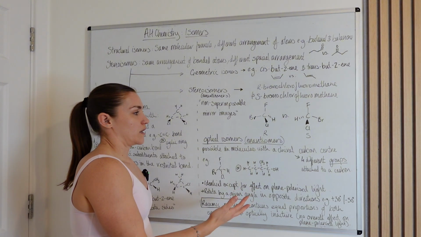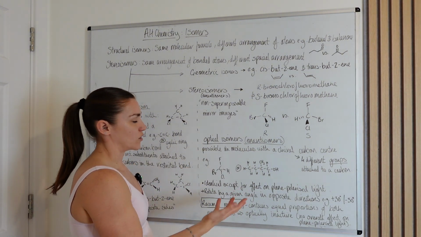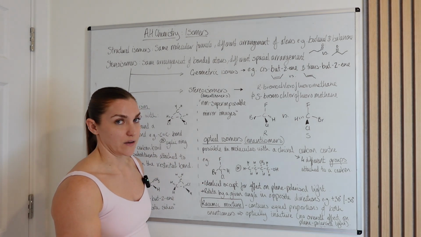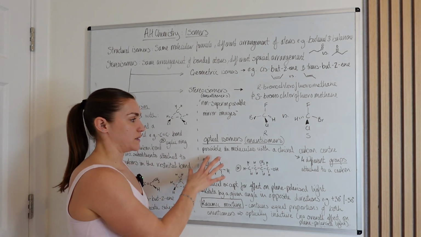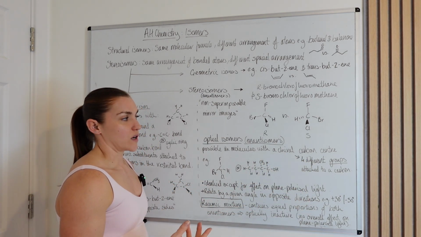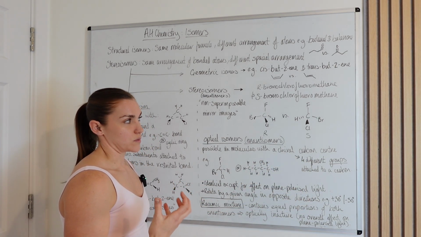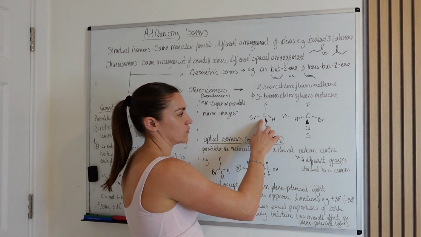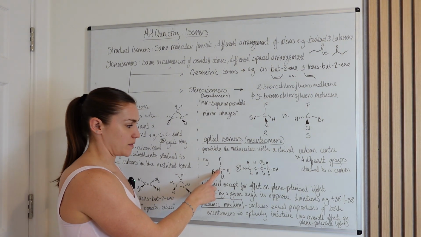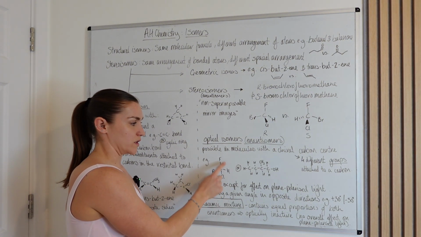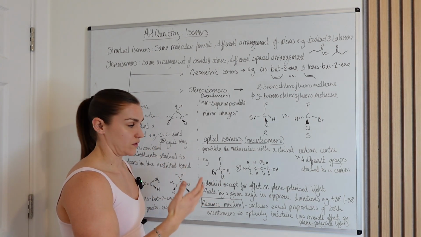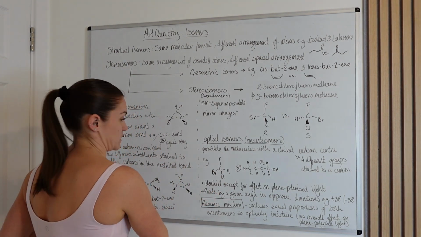So then if we go back to our enantiomers or your optical isomers, these again don't occur in every molecule. It only happens in molecules that have a chiral carbon centre. So a chiral carbon centre is where you have four different groups attached to a central atom. So for example here, let's show this one down here, this carbon here is attached to four different groups. It's got a fluorine, a bromine, a chlorine and a hydrogen, four different things. So that would be a chiral carbon centre.